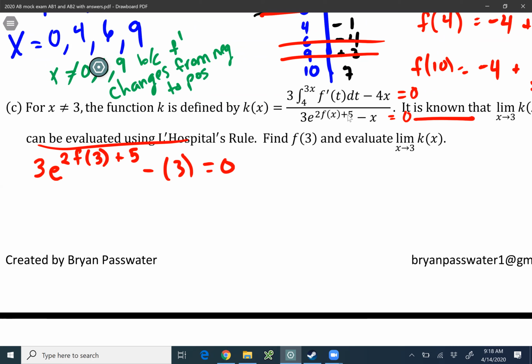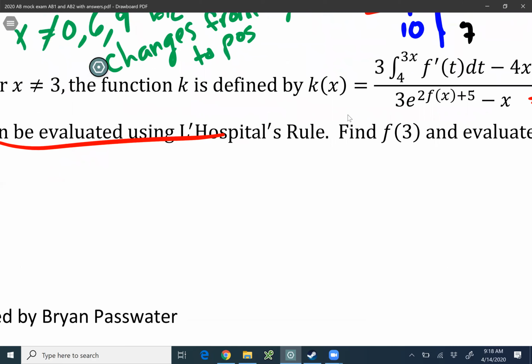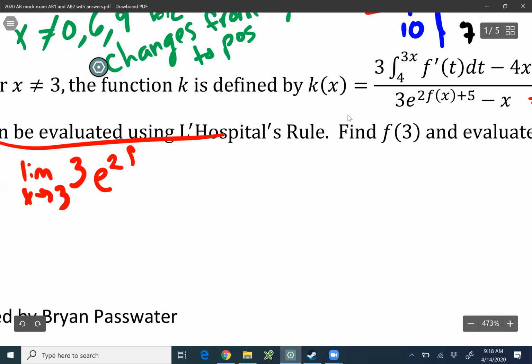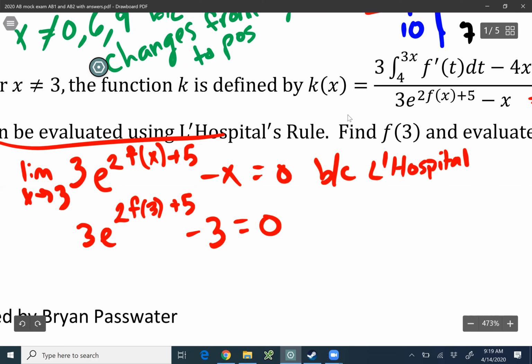You know, if you really wanted to be showing your work, we could have written that the limit as x approaches 3 of 3e^(2f(x)+5) minus x has to equal 0 because of L'Hopital's. So that would be really explaining it. I don't think you'd have to do that. Anyways, that gives us 3e^(2f(3)+5) minus 3 equals 0.